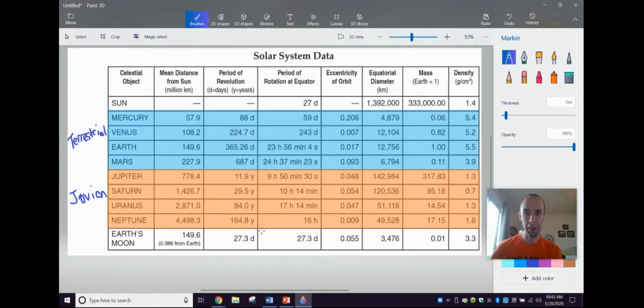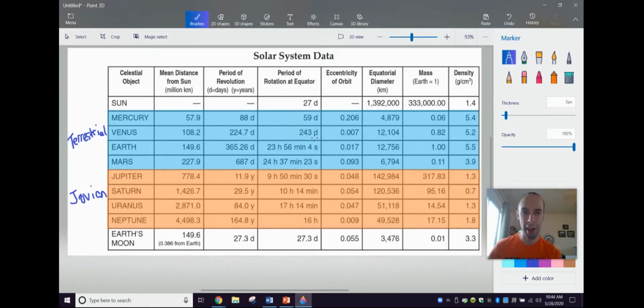One thing also to take note of on here, obviously, you can see the mass of the planets compared to Earth. We'll say the mass of Earth is 1. Jupiter is 317 times more massive than Earth, so it's obviously really big. Look at that compared to the sun, which is 333,000 times more massive, and we'll take a look at that a little bit later on as well. But all of this data on here is interesting.